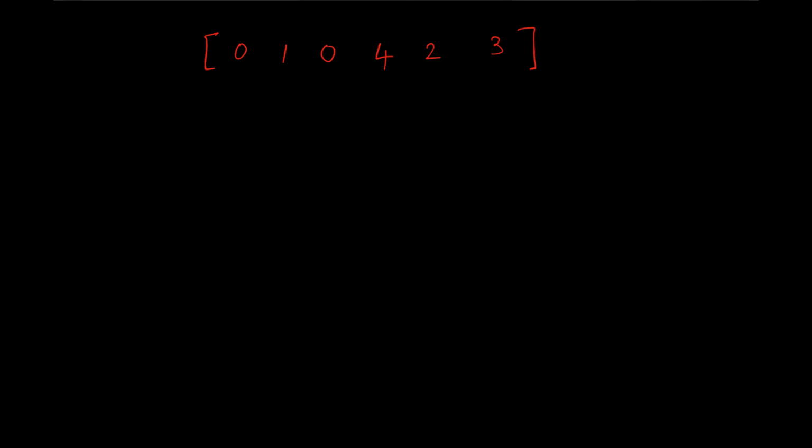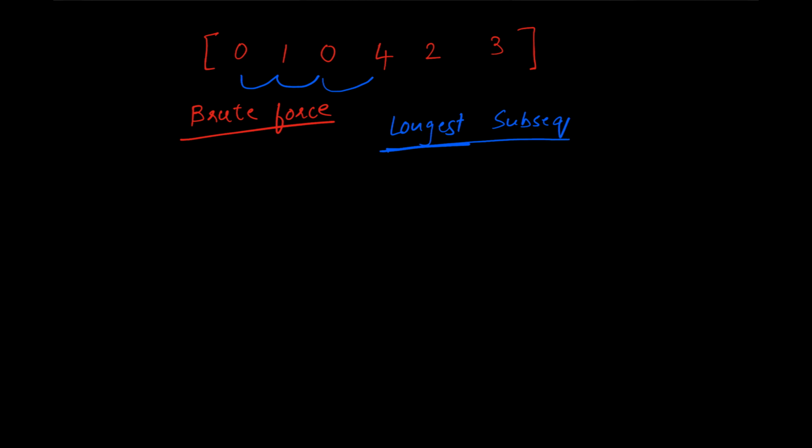Let's start with discussing how we can solve this problem using brute force. In the brute force approach, we'll try to build all possible combinations with each of the numbers in the input array to see if we can include it in the longest subsequence. Let's do a quick dry run starting with the first element in the array, which is 0. Next element in the array is 1.